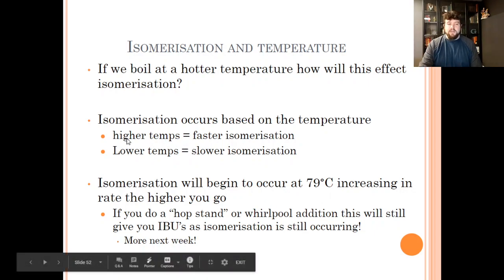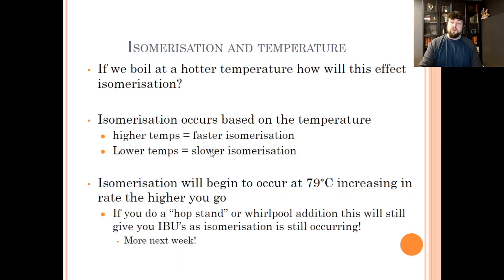So the higher the temperature I go for, the faster isomerization we're going to see. If I am brewing at very high altitudes, those lower temperatures will actually result in a slower isomerization. Isomerization really starts around 79 degrees Celsius, and this is an important thing for brewers to be aware of.